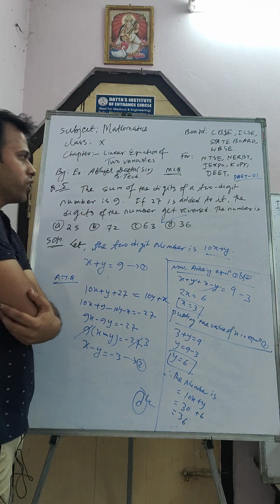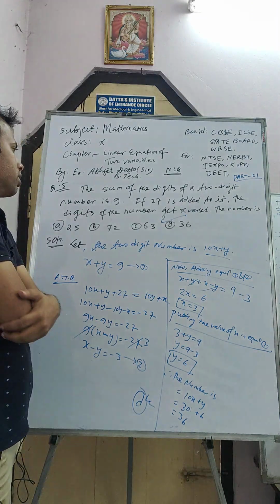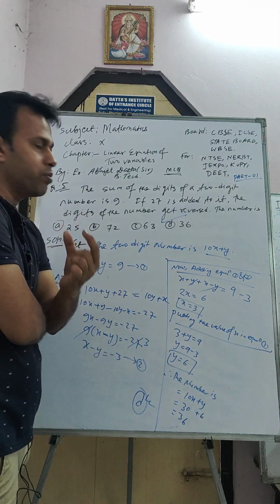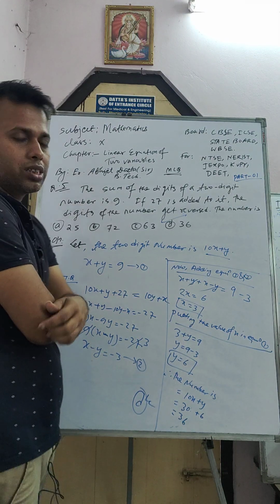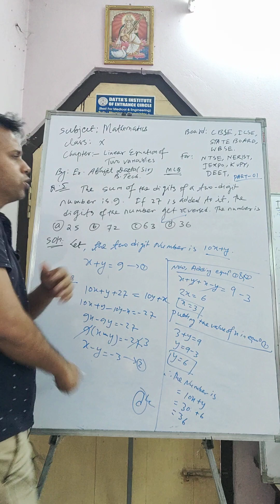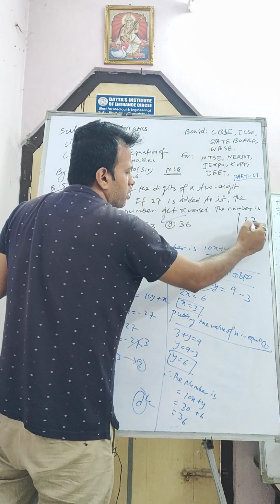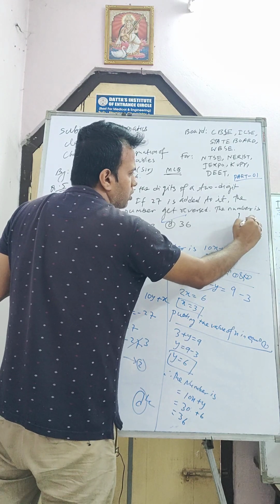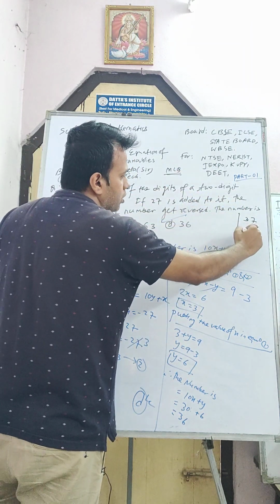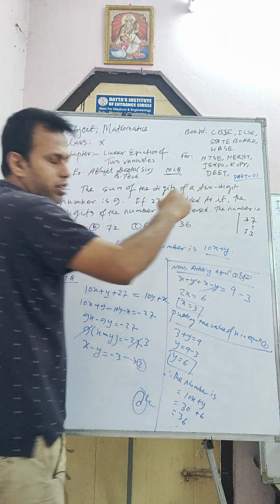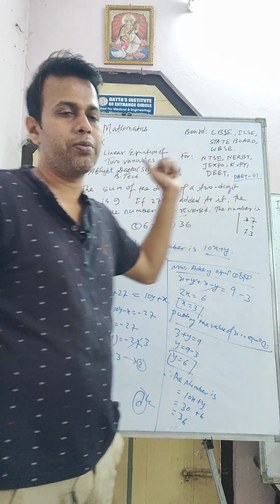Now if you add 27 to the given number, the digits of the number get reversed. Suppose one number is 37. If you add 27 to this, it will become 73. So the digits are interchanged: 37 becomes 73.